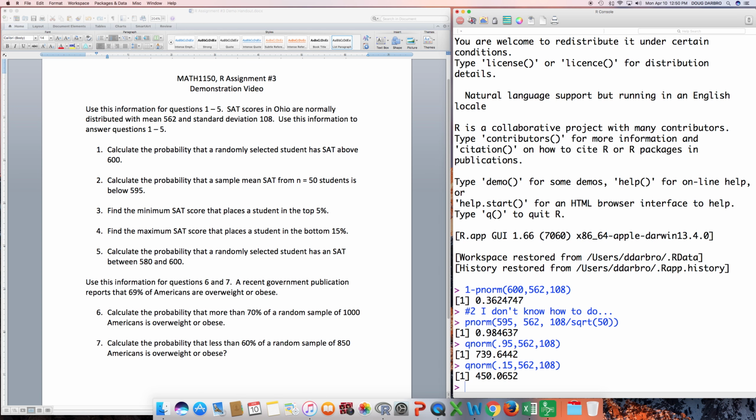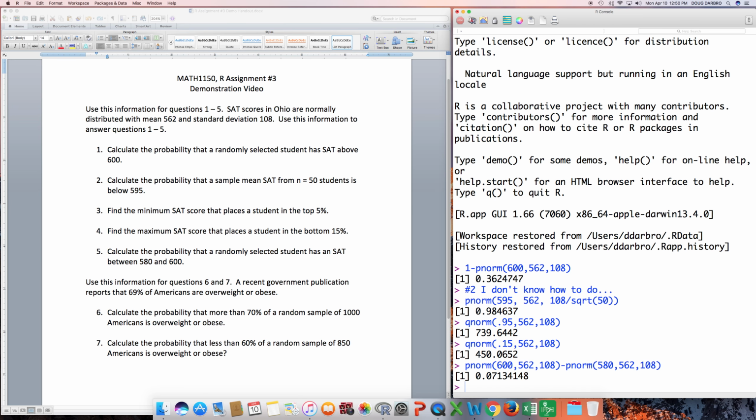All right, calculate the probability that a randomly selected student has an SAT between 580 and 600. What's this? Well, percentage problem, so it's going to be P norm. And guys, remember how we do that is we do the big number minus the small number. You know, I think these are easier than the calculator. I really do. Hopefully you agree with me. So guys, the probability between 580 and 600 is only about 0.071. So only about 7% of the SATs are between 580 and 600.